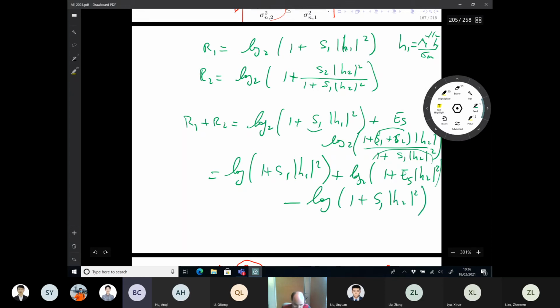So what you see here is that to maximize the rate of user 1 plus user 2, this first term does not matter. This is already the maximum, but you have this one minus this one. And because the channel of user 1 is stronger than the channel of user 2, this difference will be maximized by allocating all the power to user 1. I think it should be something like this, but I may have some typos here. Have a look at home. It shouldn't be very complicated.